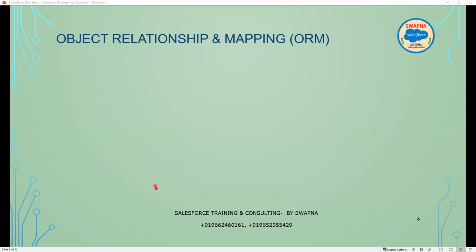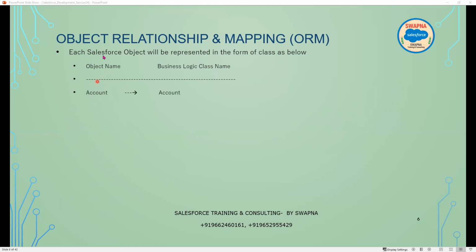So each Salesforce object will be represented in the form of a class as below, like an object name and its business class name. Account is the object name, and it will be converted to the business class name account. Similarly for contact, opportunity and lead. We also have a custom object, position underscore underscore c, and the business class name will be the same as the API name of the object.